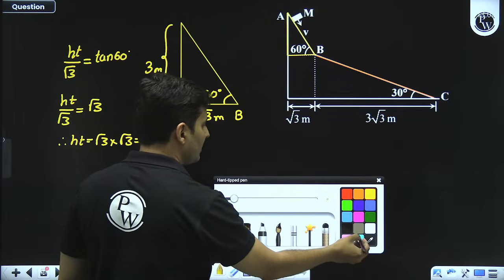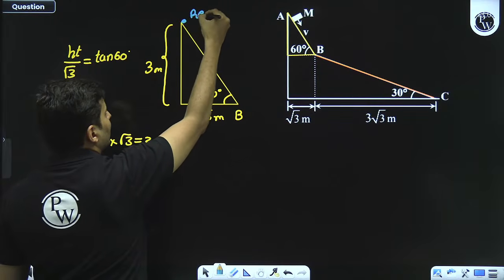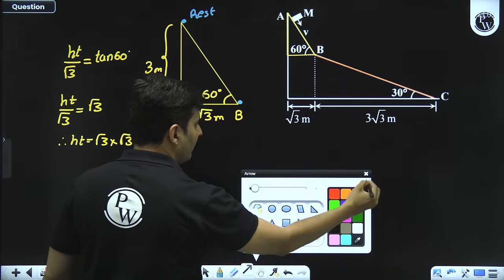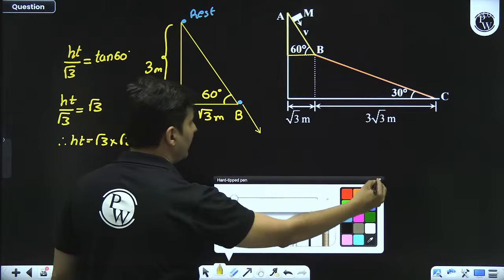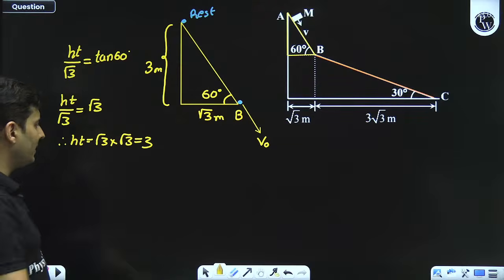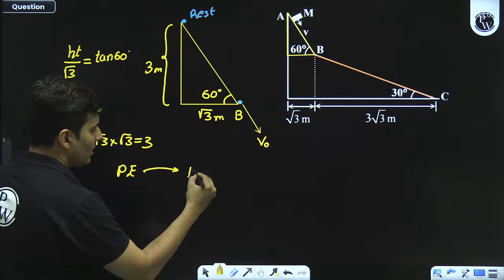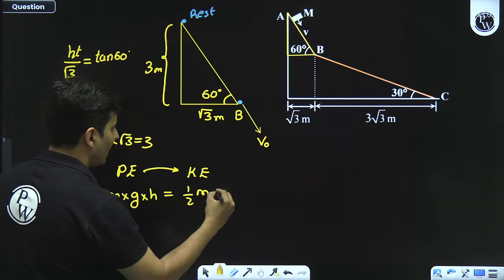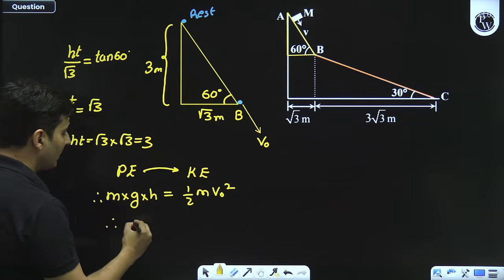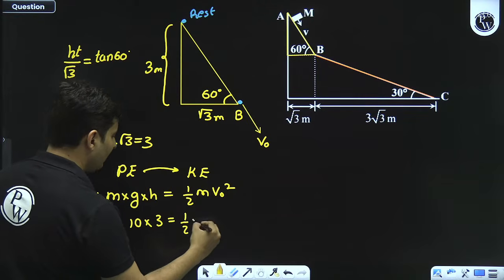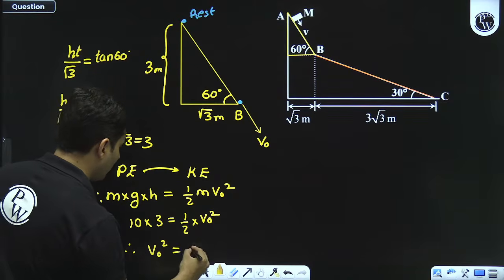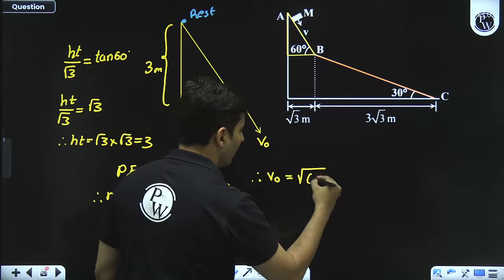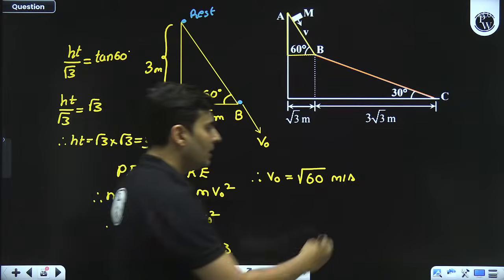Okay, so these dimensions are very important. Now let's focus on that block. It was at rest. So when it comes over here, before the collision, that block will definitely have some velocity along the incline. I will call that velocity V0. Using energy conservation, all my potential energy will convert into kinetic energy. So the potential energy M into G into H will be equal to half M V0 square. M will cancel. G is 10. Height is 3 meters. So half into V0 square equals 10 into 3, therefore V0 square is 2 into 10 multiplied by 3, which is 60. So V0 is root of 60 meters per second. This is the velocity before impact.